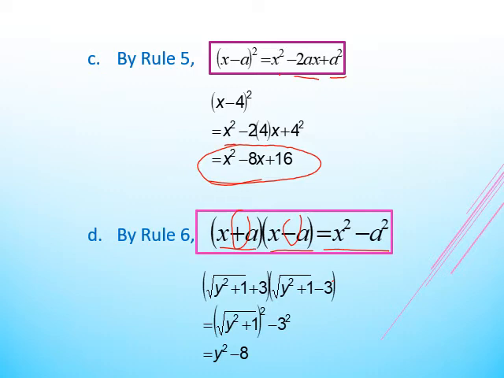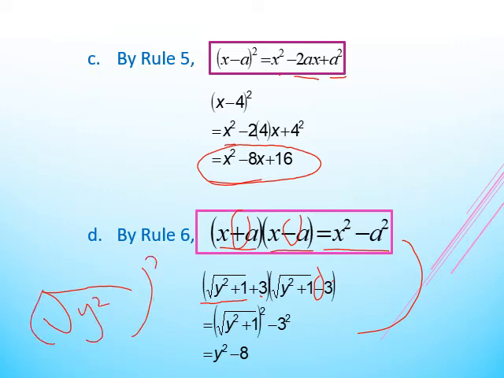Let's take an example including a radical sign. Here we have two brackets. The first term in this bracket is root y squared plus 1, and the second term is 3. And we have the same bracket but it differs in the sign: root y squared plus 1 minus 3. The value will be root y squared plus 1 all squared, depending on this rule, minus 3 squared. This means that the square root all squared, by the rules of the radicals in section 03, gives y squared plus 1 minus 9, which equals minus 8. So the result will be y squared minus 8.